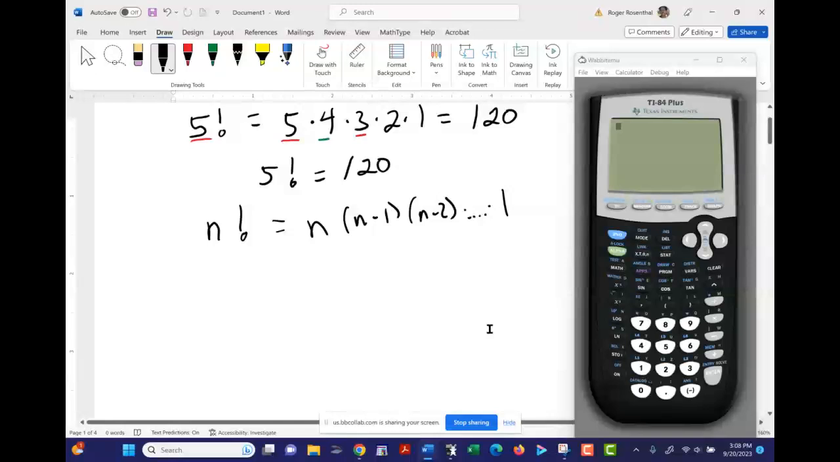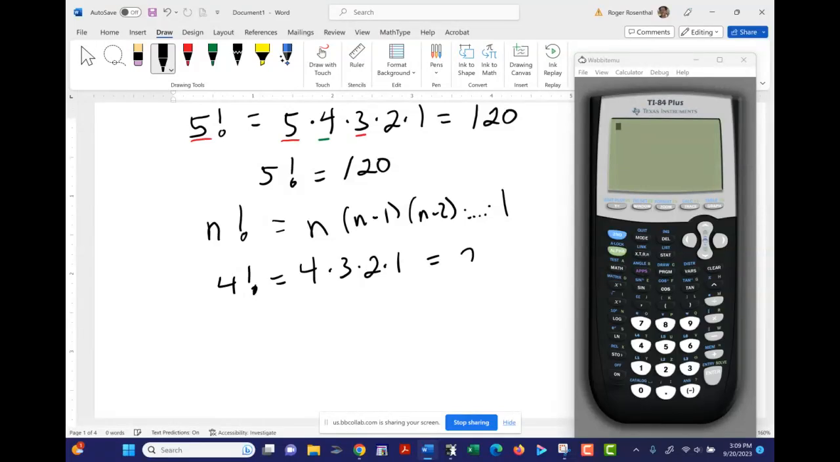So the next one we're going to do is just look at 4 factorial. If you want to, pause the video, see if you can figure out 4 factorial by yourself, restart the video, and see if you get the answer that I'm about to give you. Okay, 4 factorial means start with the 4 and multiply it by all the integers below it until you get to 1. If you do the math on that, you will get 24. So 4 factorial is 24.